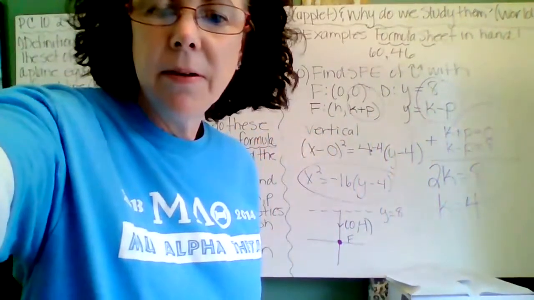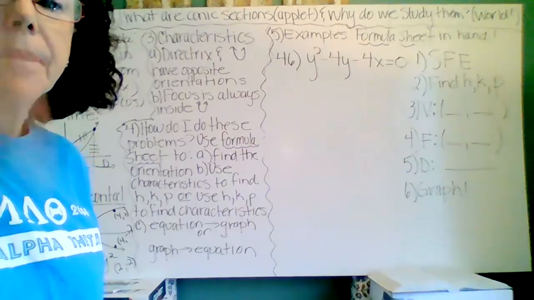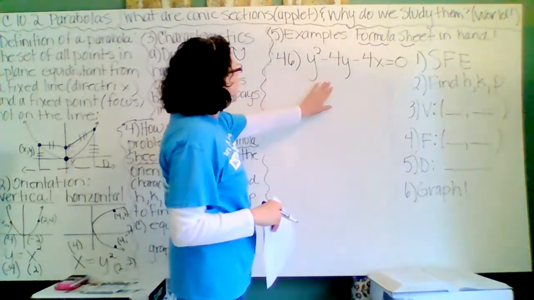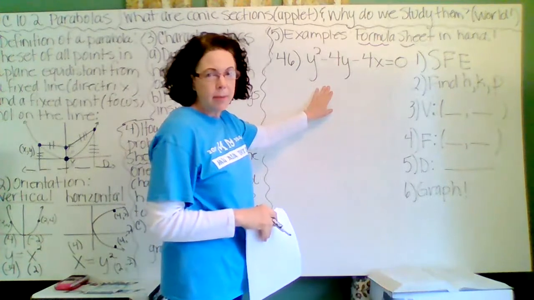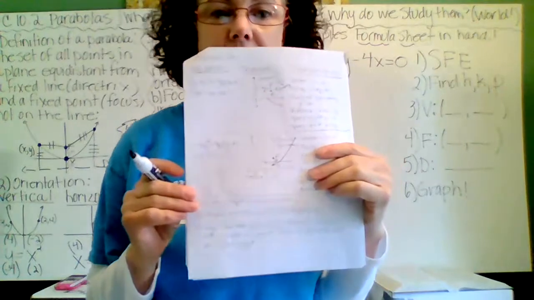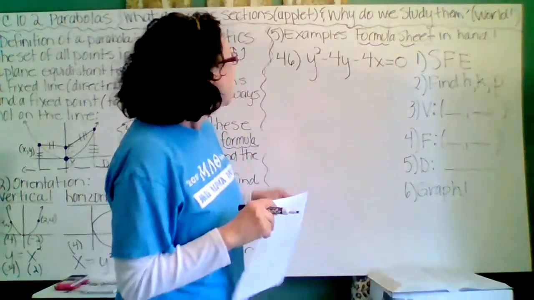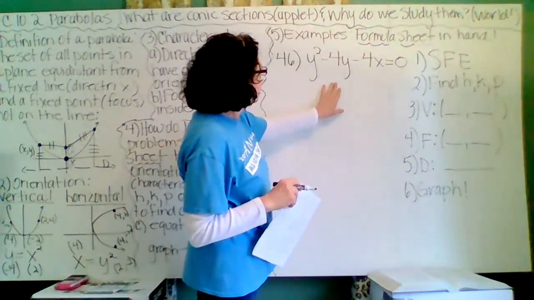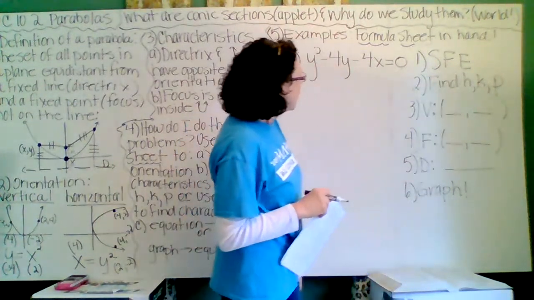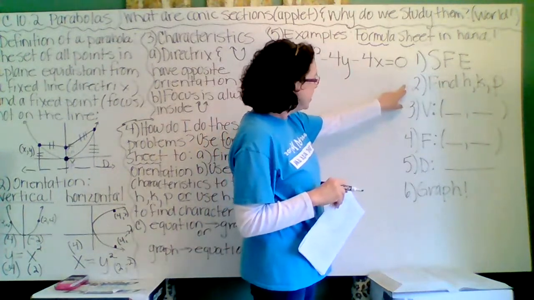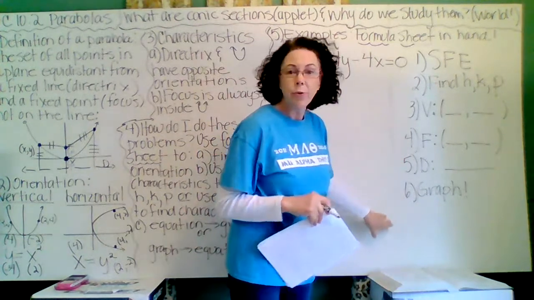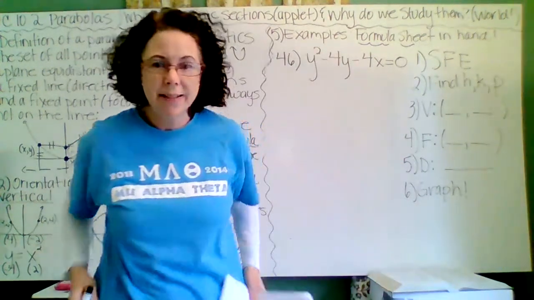And one last problem. All right, class, number 46, last problem. They give us this equation for a parabola. Notice it's not in the standard form for horizontal and vertical that you see on your sheet. We are going to need to put this equation of this parabola in standard form. Then we need to find the h, the k, and the p so that we can write the vertex, the focus, the directrix, and graph it. These are all the things that they've asked us for.